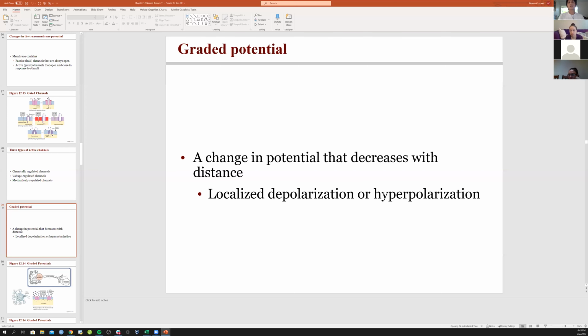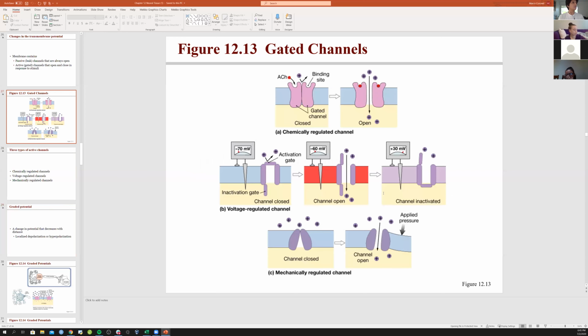So we talked about the equilibrium potential of the cell, the equilibrium potential of sodium, the equilibrium potential of potassium. Now we're going to talk about graded potentials. And what are graded potentials? These are localized changes. Whenever there is a change in the electrochemical gradient in just one region of the cell, that is a graded potential.